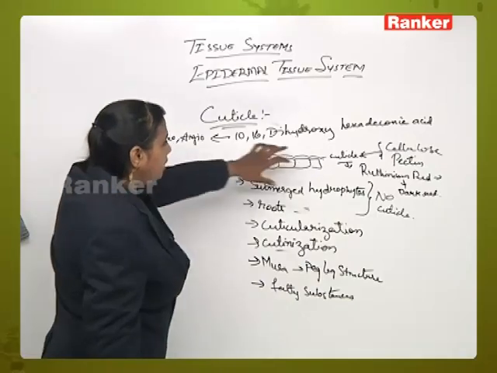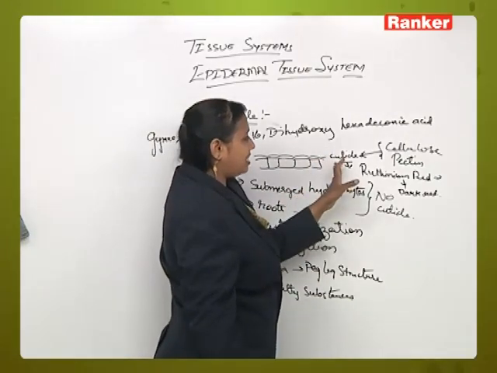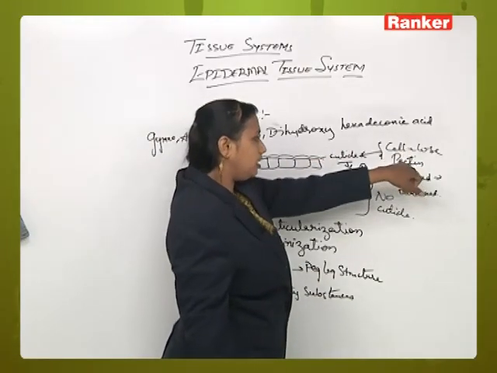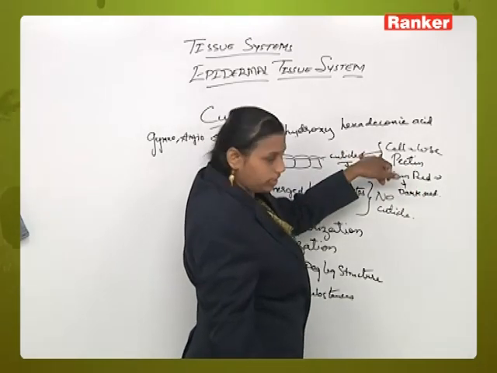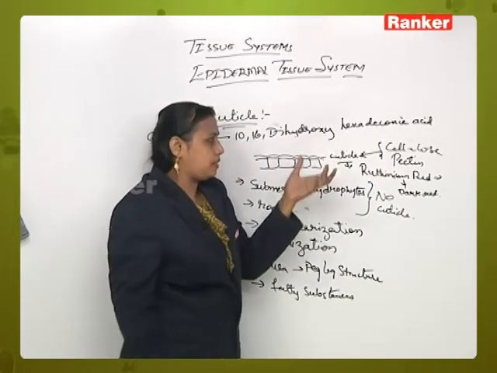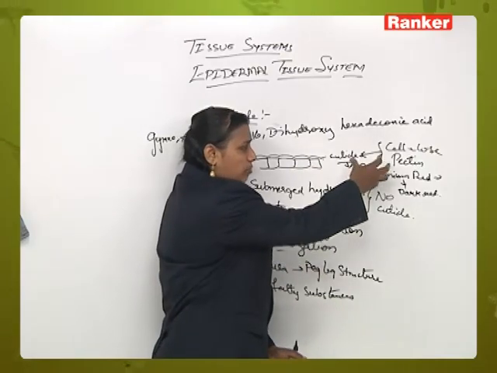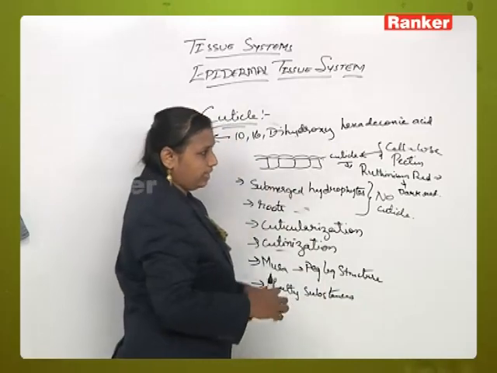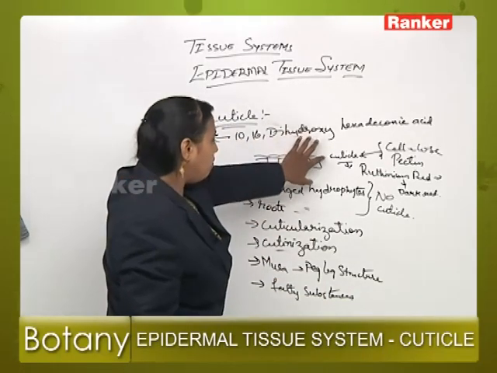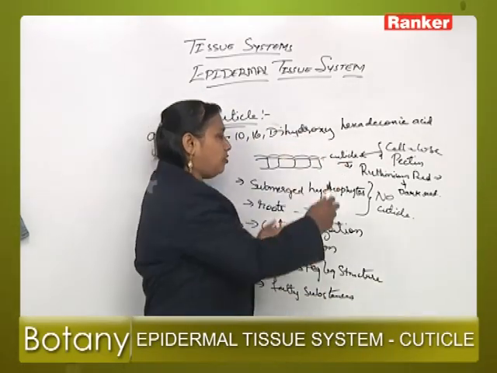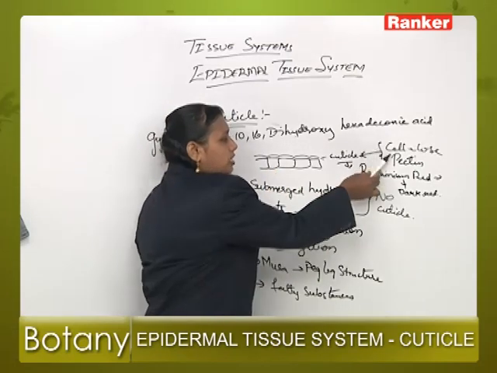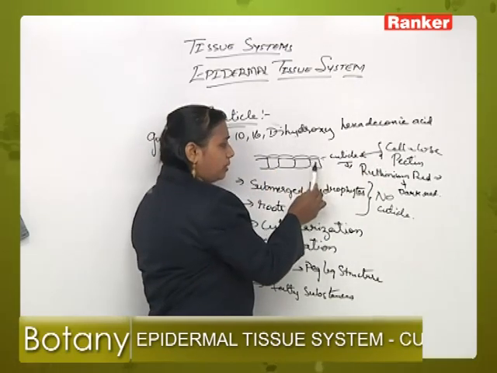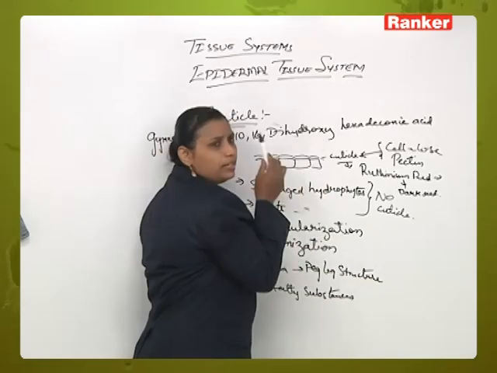You got my point here? The cell wall of the epidermal cells is made up of cellulose and pectin. So this cuticle layer, or cutin, is present very near to the cellulose and pectin layer. And how do we identify that this is a cutin layer? When the cutin layer comes in close association with the cellulose and pectin layer of the epidermal cells, we cannot differentiate between cuticle and epidermis.